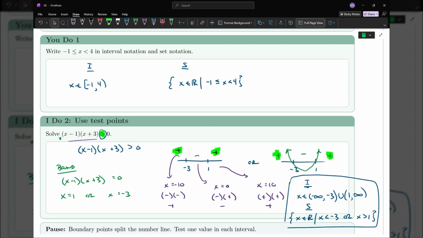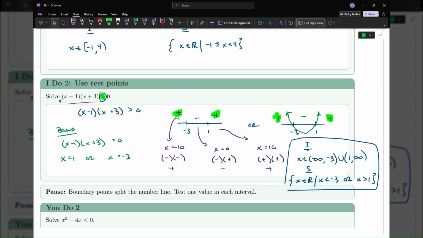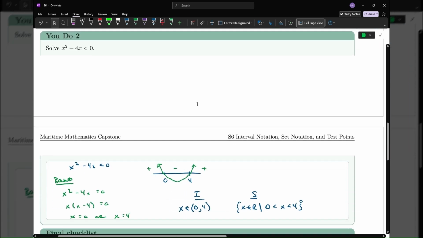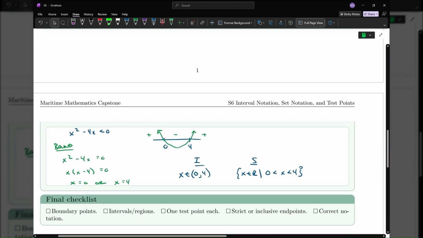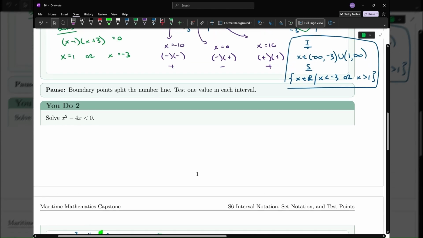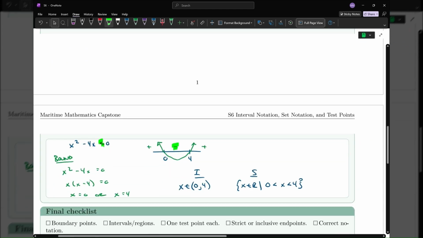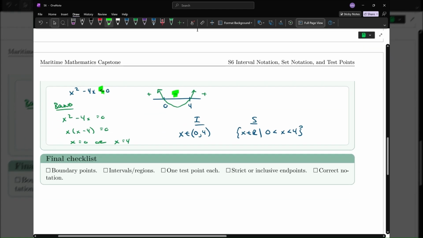Last question, one for you to try, is to solve x squared minus 4x is less than 0. So pause the video, try that one, and we'll come back for it. Okay, welcome back. There is the solution. I'm not doing test points here. You can, I just did a quick sketch. I see the boundaries are at 0 and 4, and I want to be less than 0, so I want to be negative in there. Whereas up here I wanted the positive, down here I want the negative. So that's it, interval and set notation.